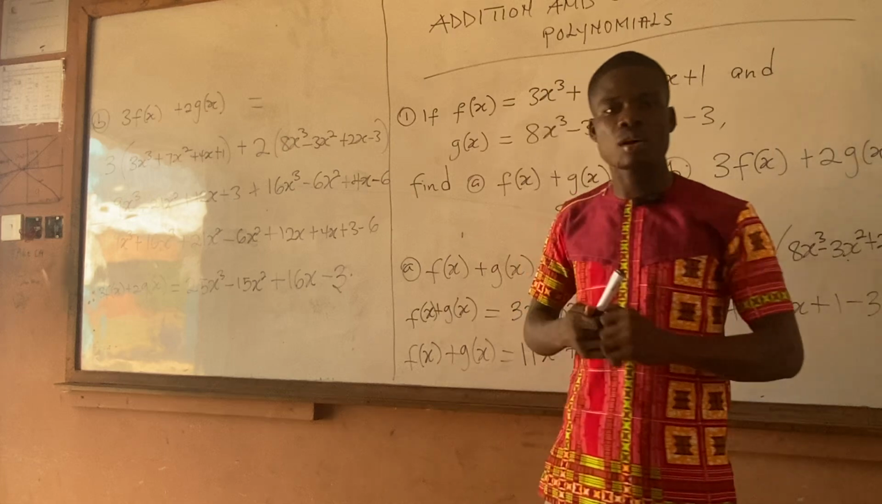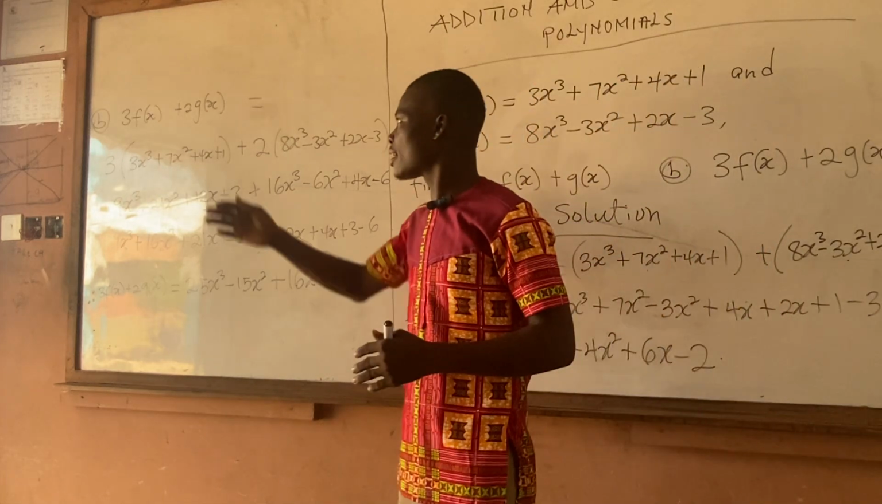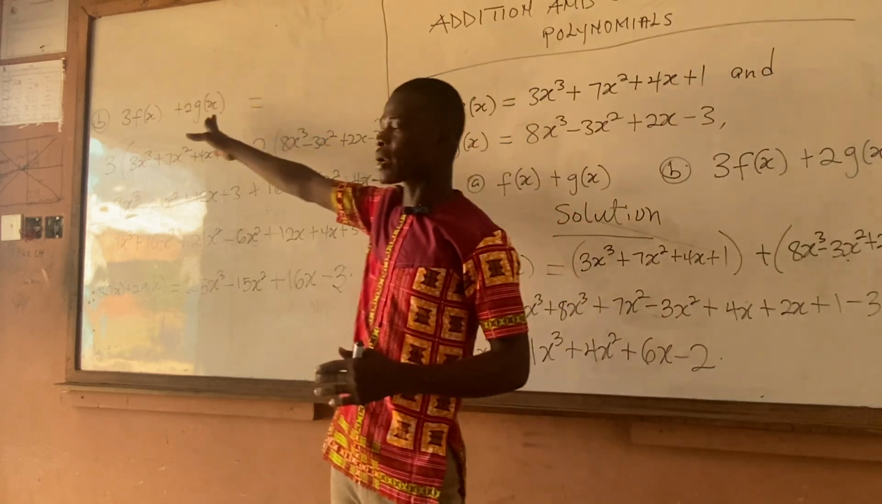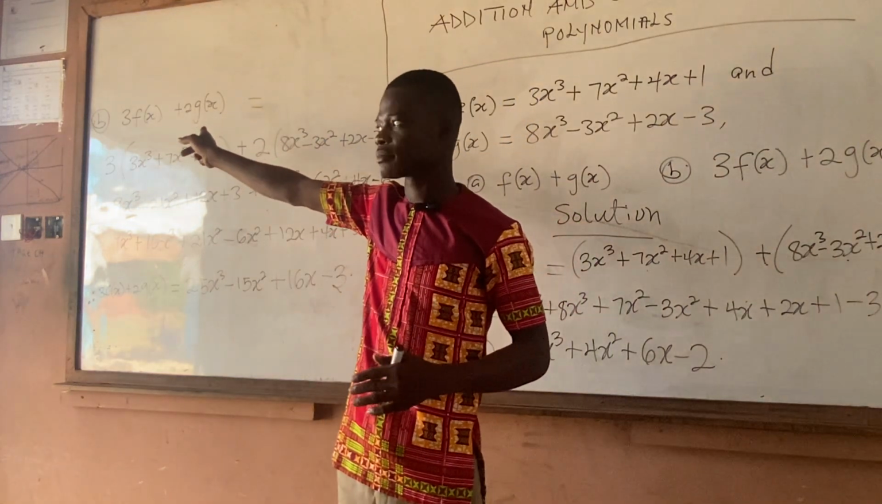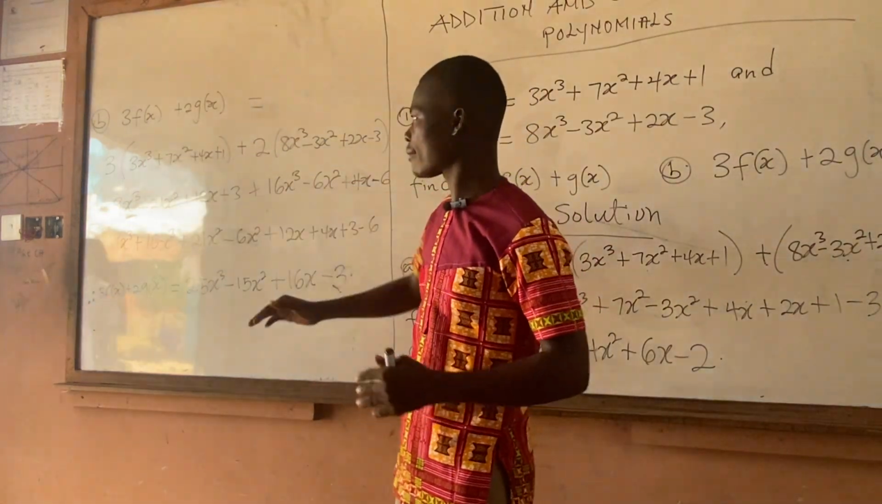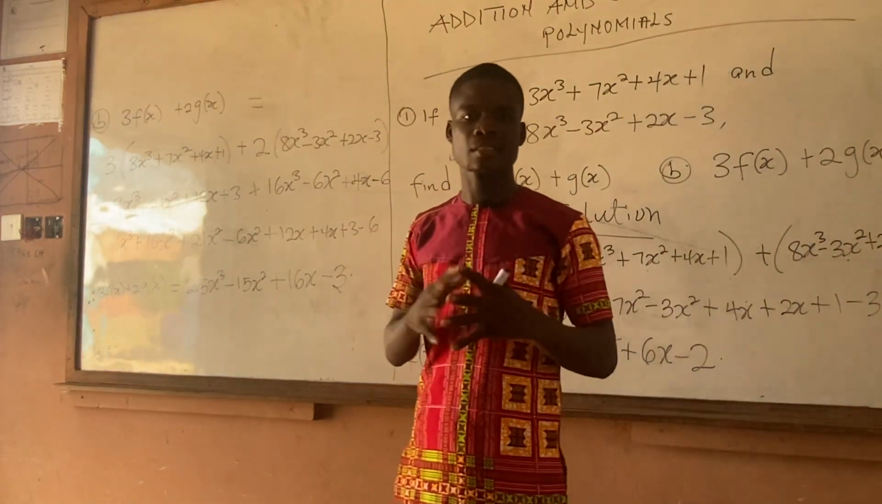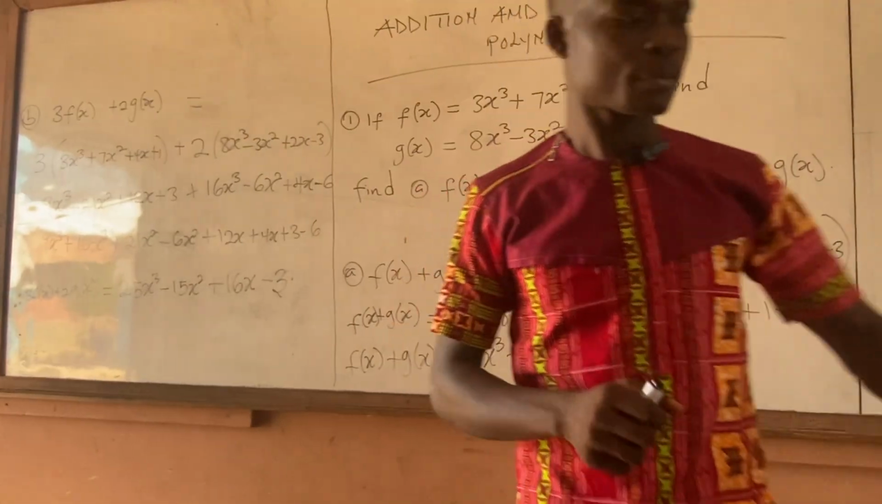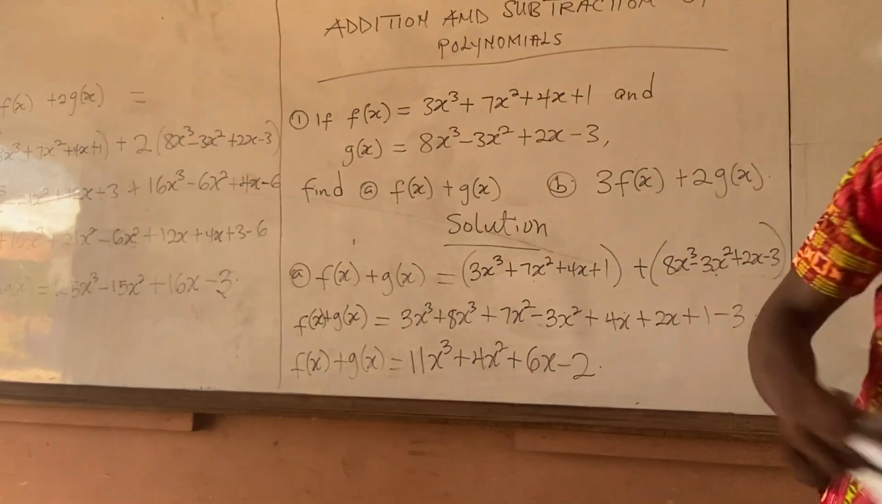So this is how to find the second part of the problem. That's 3f of s plus 2g of s, and this is the final answer. So let's take problem number 2.